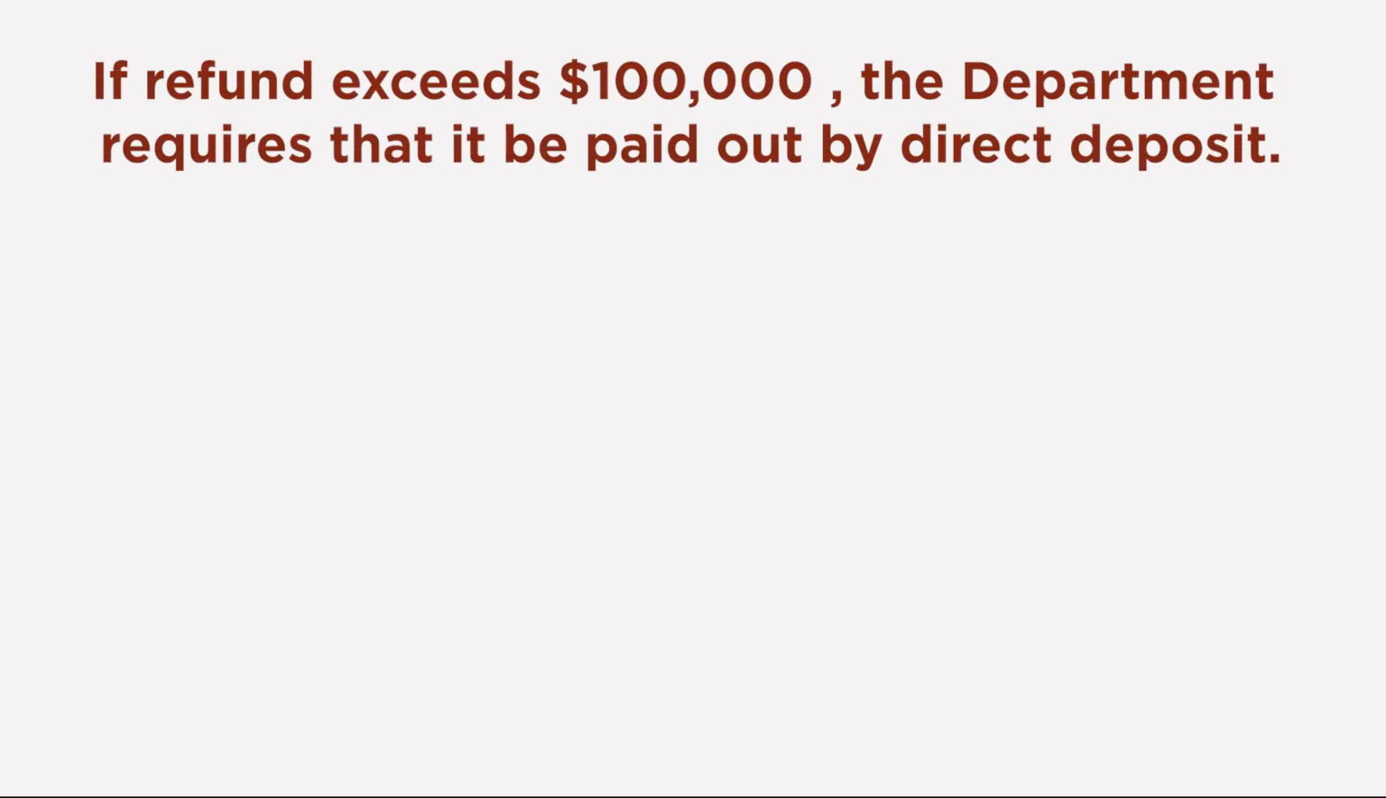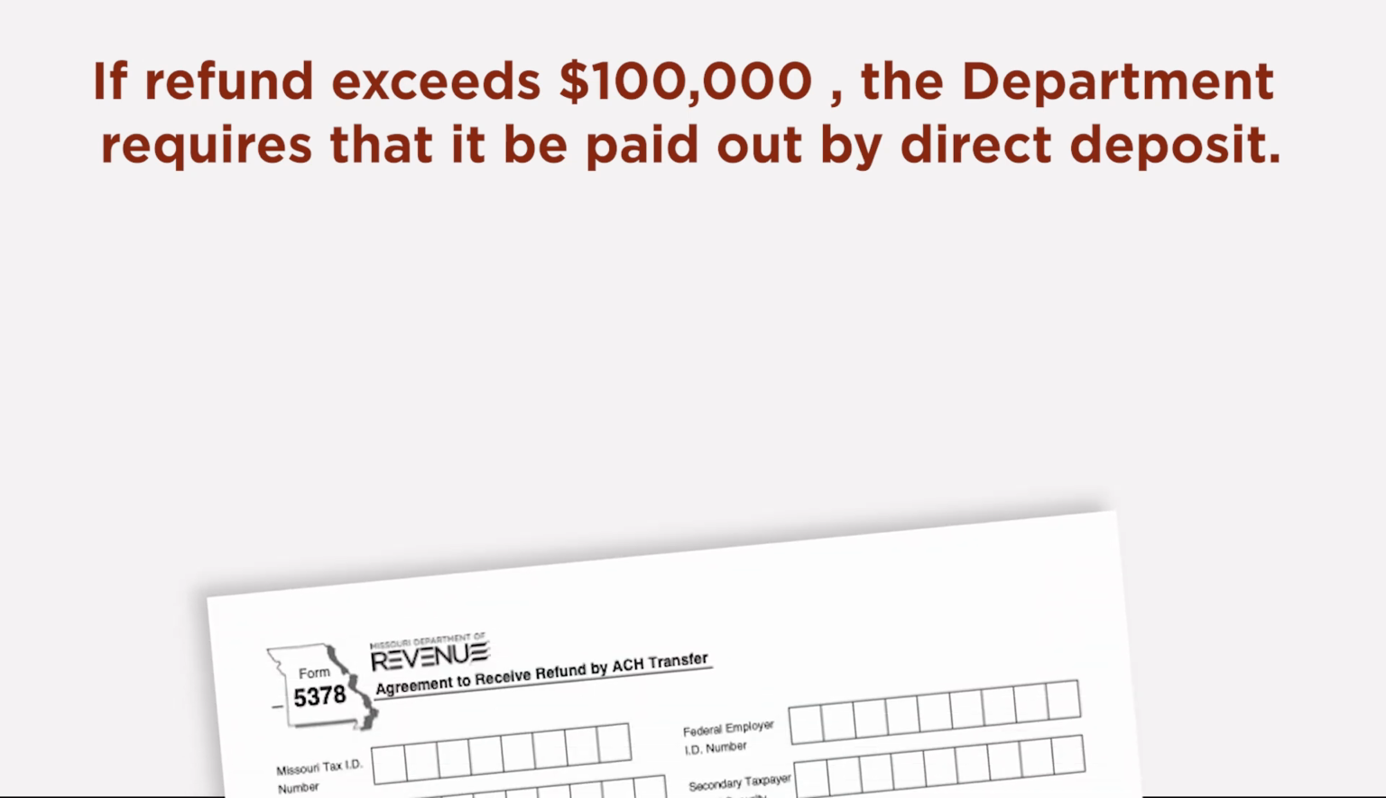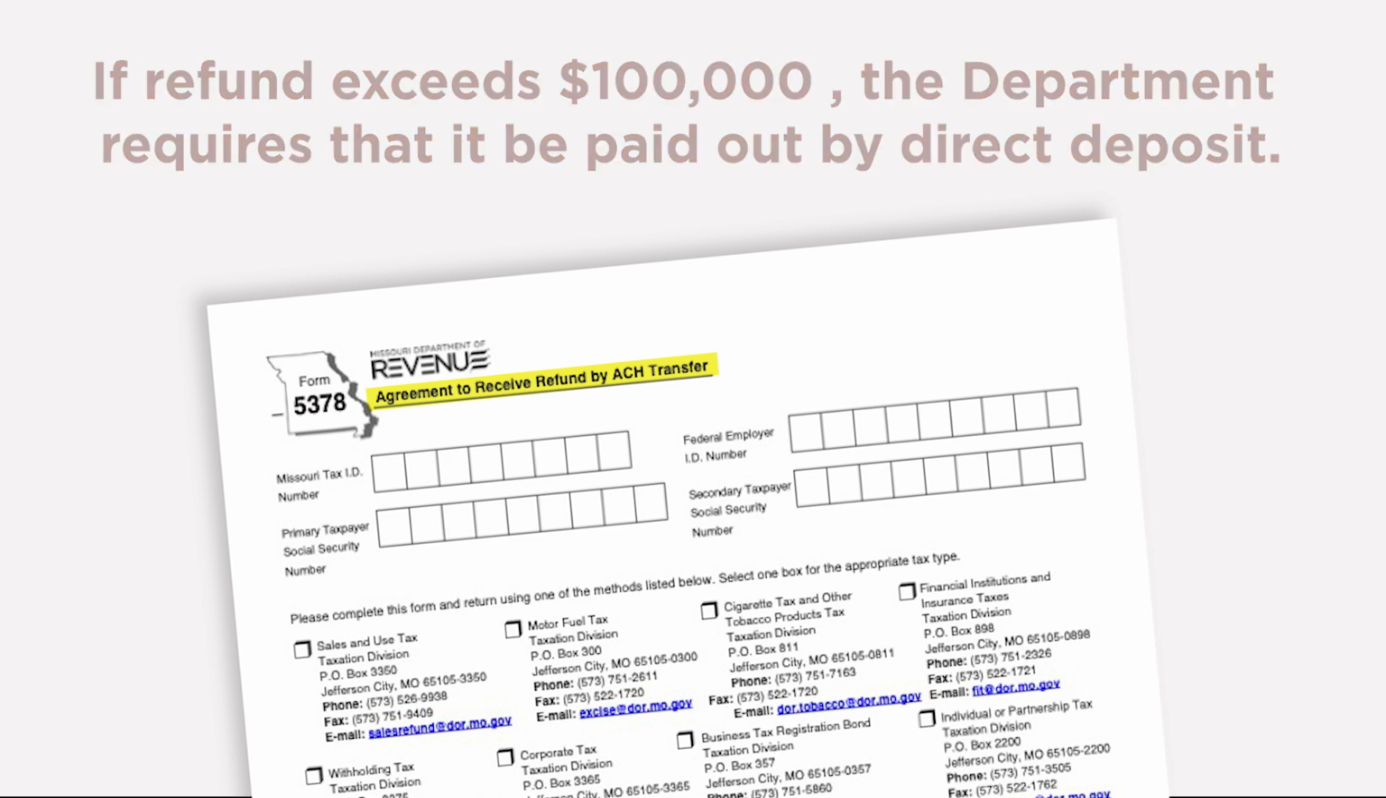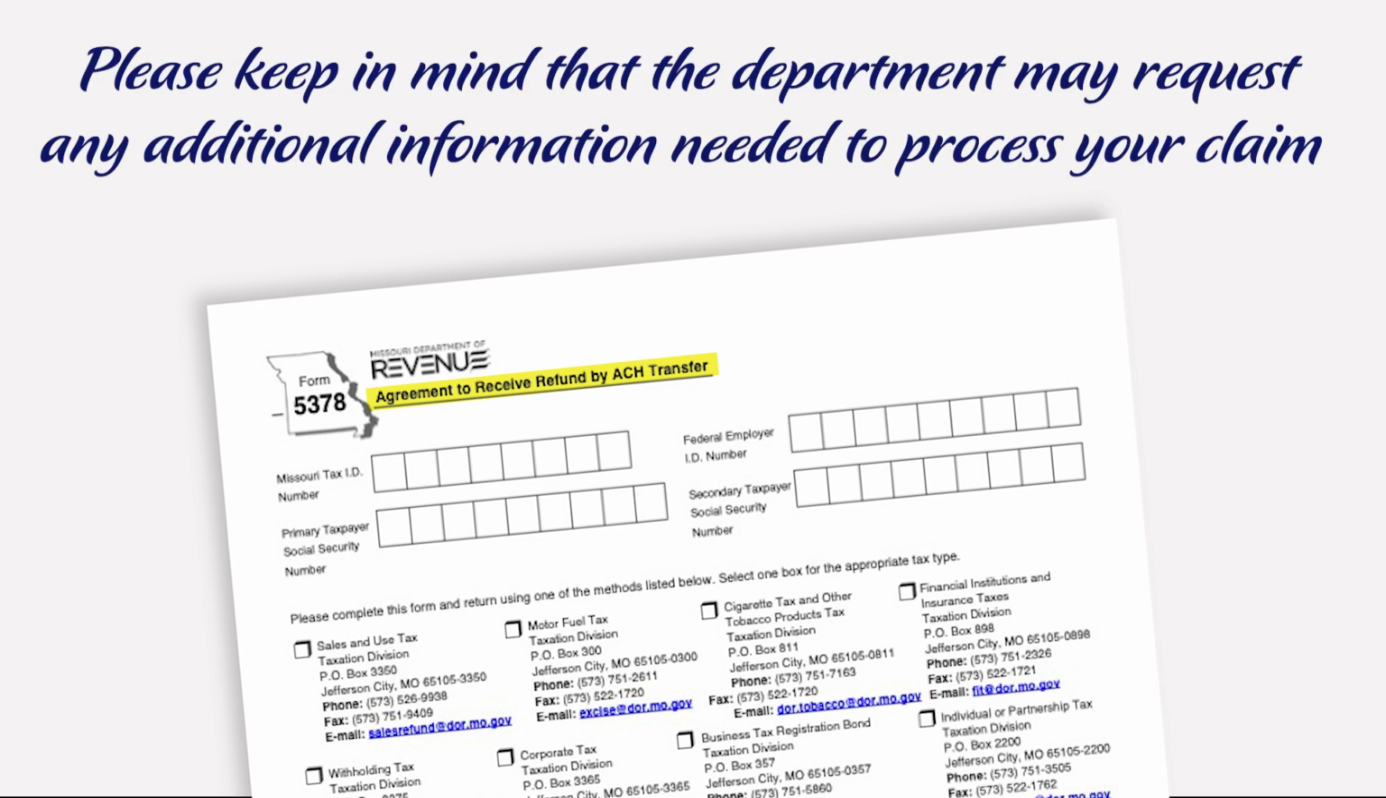Finally, if your refund amount exceeds $100,000, the department requires that it be paid out by direct deposit. For this, you must include a copy of Form 5378, completed and signed by an authorized person on the business account, providing the account information and the permission for the department to deposit the refund by ACH. If your refund amount does not exceed $100,000, you may still request that the refund be direct deposited by including a completed Form 5378. If no form is included and the refund is below $100,000, it will be mailed as a paper check. Please keep in mind that the department may request any additional information needed to process your claim.